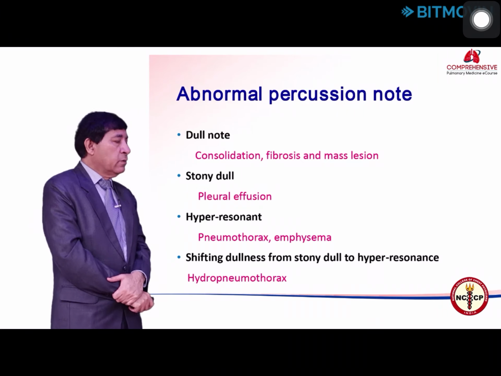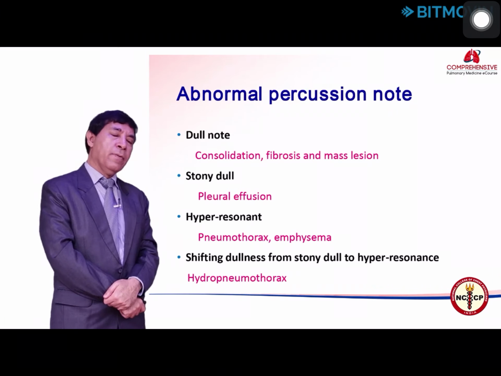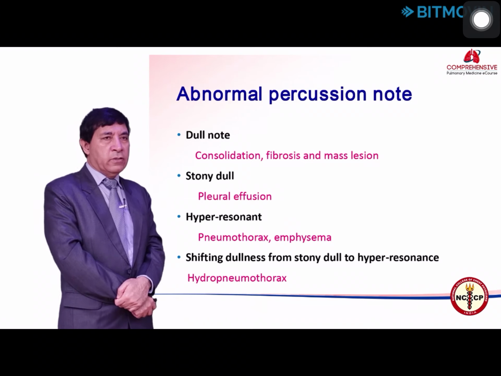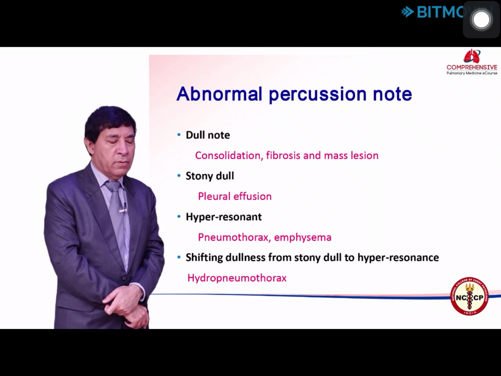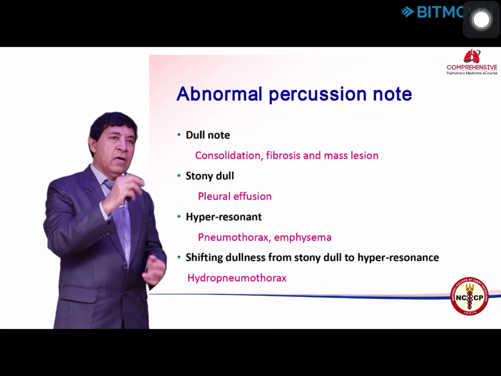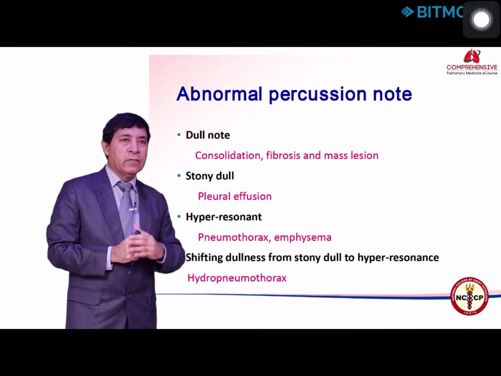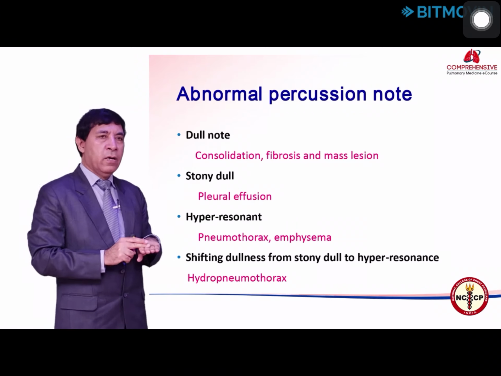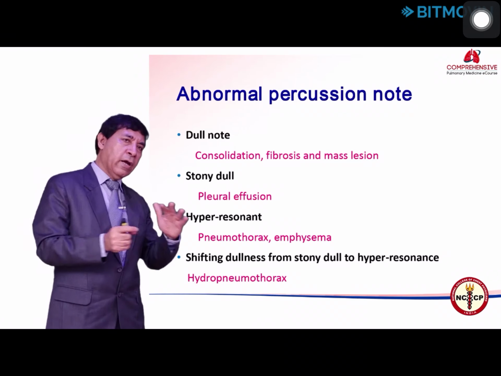And then there can also be a combination of stony dullness and hyperresonance, as you will see in cases with hydropneumothorax. This can be demonstrated by what is called the method of shifting dullness. Here the patient is made to sit first, and then you start percussing from above downward. If this patient has hydropneumothorax, he will first have a hyper-resonant note, and then it will immediately terminate and get into stony dull.